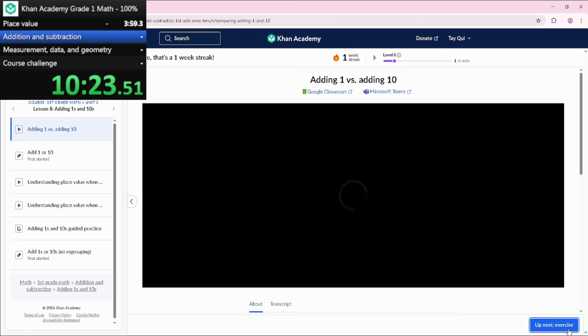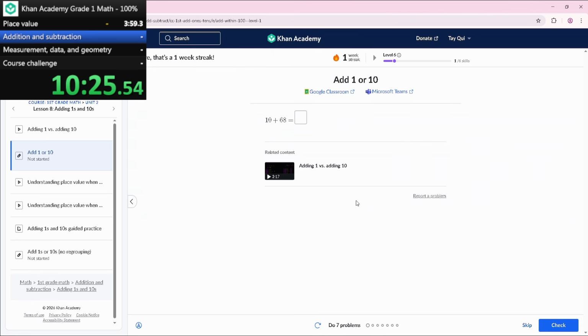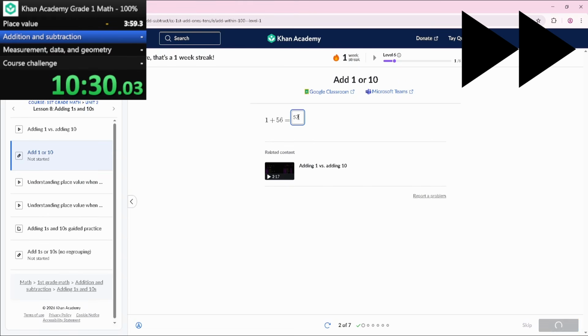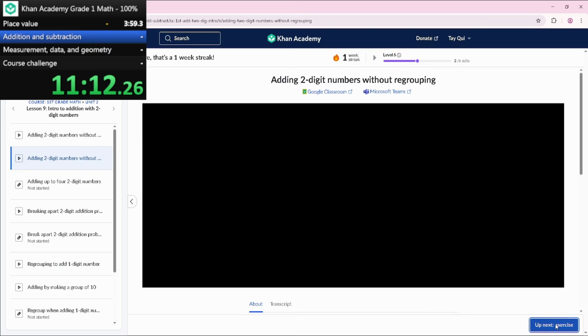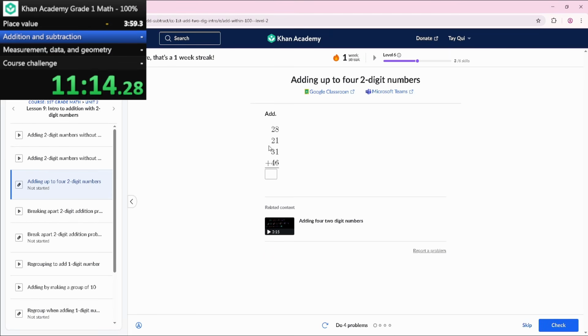Now onto my favorite, Lesson 8, adding ones and tens. Really, this was much easier than counting numbers. But then, they hit me with a curveball. Now all of a sudden they want me to add 4 two-digit numbers. I'm not sure if I could do that when I was in first grade.